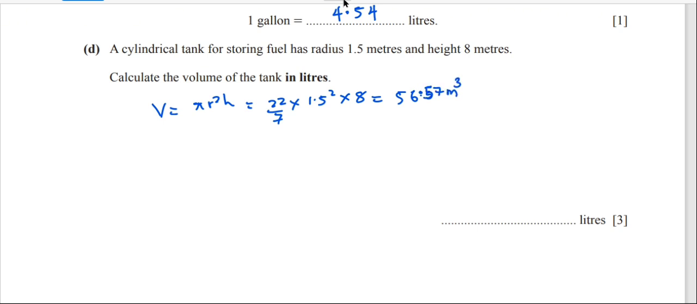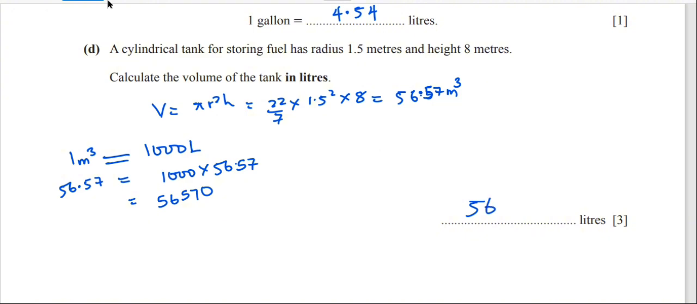Okay, so the next thing now is to convert this meter cube to liter. Now we have a conversion of meter to liter as 1 meter cube is equivalent to 1000 liter. So here we have 56.57. That will give us 1000 times 56.57, which will give us 56570. If you multiply these two numbers, this is what I'm going to have. All right, so let's move to the next question.